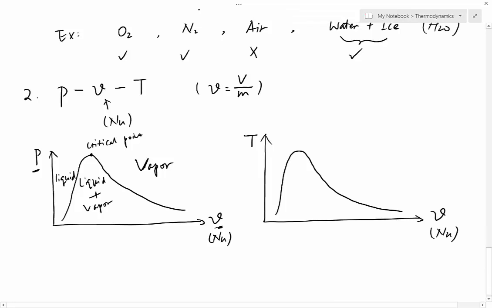What if the point falls right on the left half of the vapor dome? What's going to happen? If the point falls right on the left half of the vapor dome, it has a name. It's called saturated liquid.